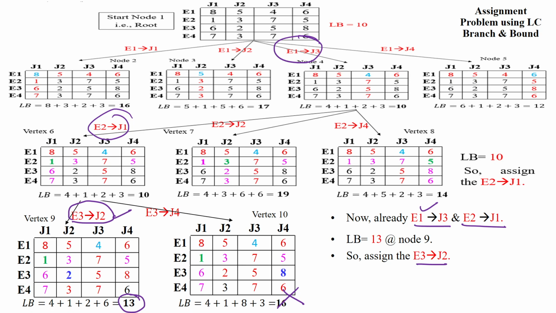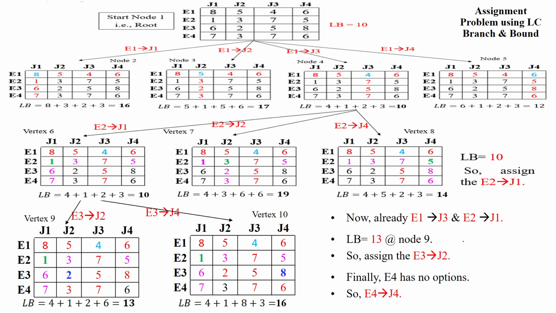So three jobs are assigned, and the only remaining job is job number 4, and the employee is employee number 4. So only one option is there, we need not explore again. We can directly assign this job to employee number 4. So we have assigned this, and this is the final answer. Finally, the jobs are assigned like this: E1 gets J3, E2 gets J1, E3 gets J2, and E4 gets J4, with the minimum cost of 13. So this is the final answer for this assignment problem.